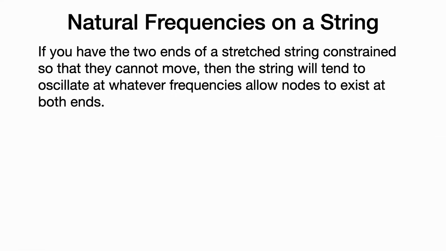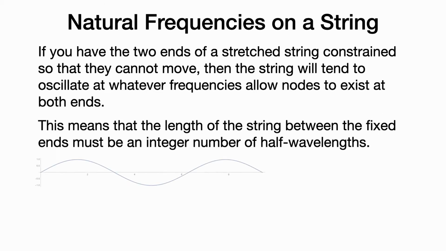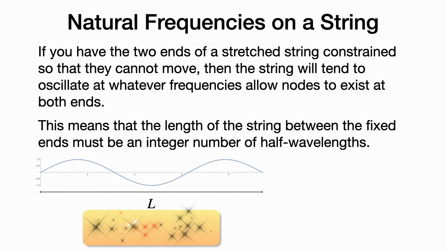If you have the two ends of a stretched string constrained so that they cannot move, then the string will tend to oscillate at whatever frequencies allow nodes to exist at both ends. This means that the length of the string between the fixed ends must be an integer number of half wavelengths. In this case, there are 3 half wavelengths along the length L. In general, the length is divided into n half wavelengths.